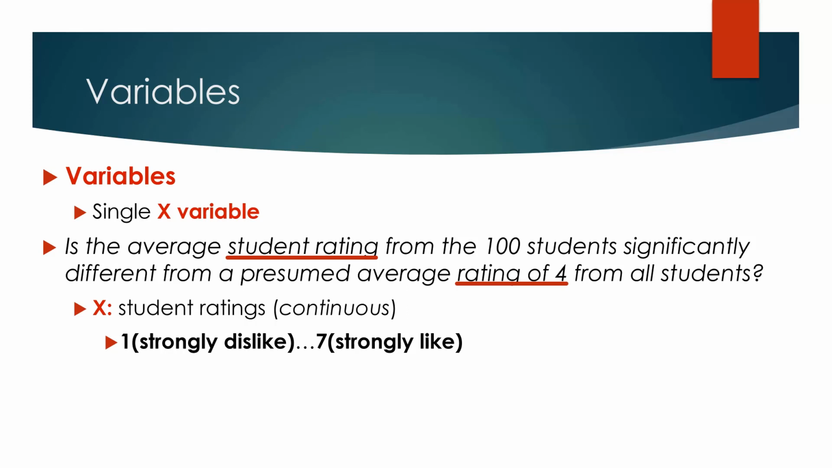When you have categorical, it's something slash something else, indicating either/or, indicating separate groups. When you see dot dot dot, an ellipsis, that's usually representing a continuum. We have 1 ranging to 7, right? Because when you're working with a t-test, you're working with continuous data that's being measured. So we have a single X variable, and it is the student ratings, right? The student ratings from all the students, the presumed average of 4, and then the student ratings of the sample of 100 students that we're working with.